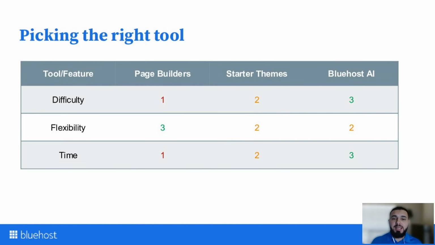Starter templates are a little bit easier, but again, they have that part where you have to import a demo or upload the theme. That can be challenging sometimes depending on the tool. And then Bluehost AI is a lot more streamlined. So on this scale, I would say it has the upper hand a little bit.